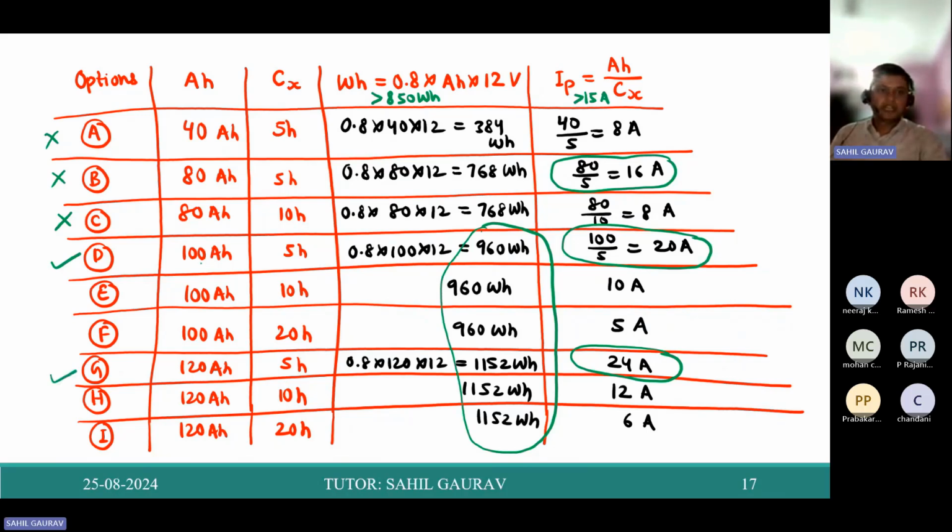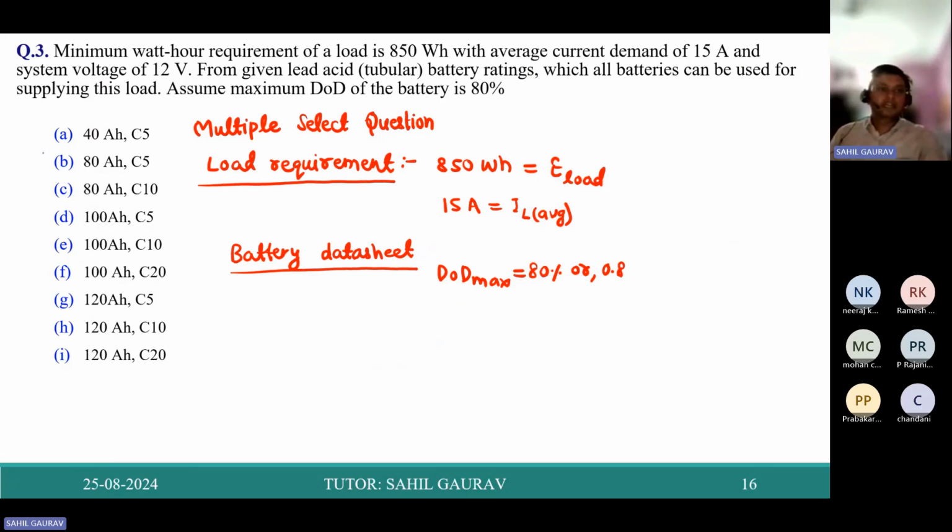Option D is 100 ampere hour, 5 hour, so C rate is C5, and option G is a 120 ampere hour charge capacity battery, and the C rate is C5. So the correct answer is D and G: 100 ampere hour C5 and 120 ampere hour C5. So for the rating requirement, both option D and G satisfy it.